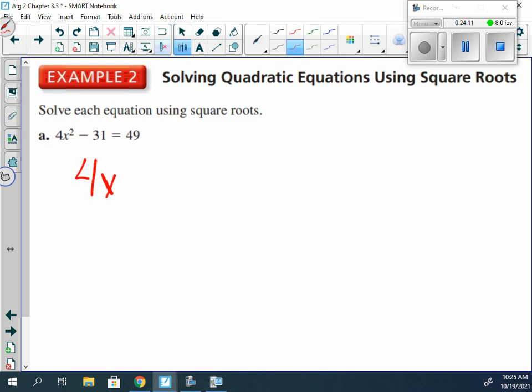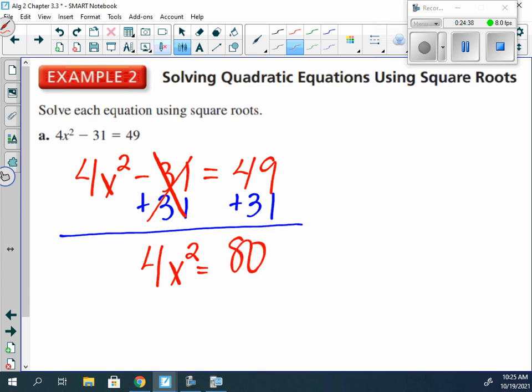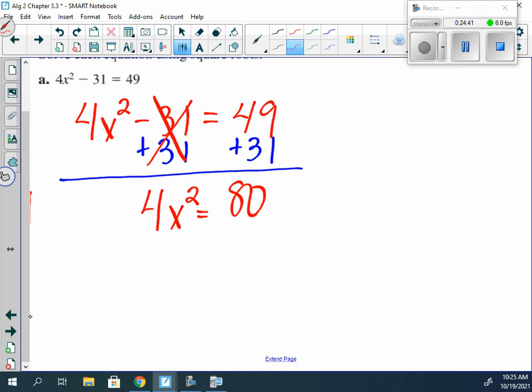So if I look at this, 4x squared minus 31 equals 49. I want to get everything away from the x squared. Well, what I can do is add 31 to both sides. So this is negative 31 plus 31 is 0, leaving me with 4x squared equals. Is the x squared by itself? Divide both sides by 4.